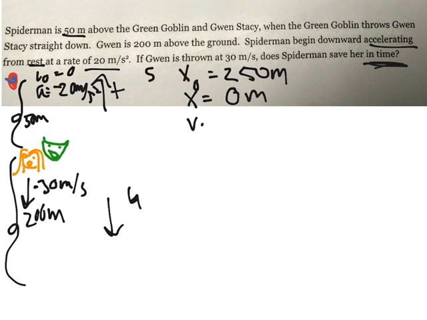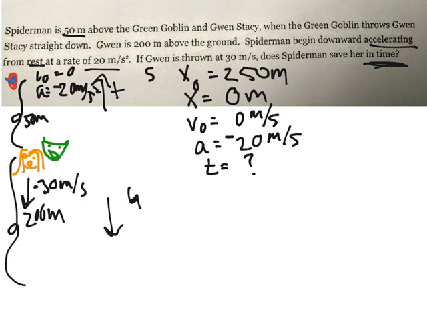Alright, his initial velocity is 0 because he started from rest. His acceleration, however, he's accelerating quite quickly in fact, at 20 meters per second squared. But remember, this is down, so it is a negative. Alright, and we want to find time.